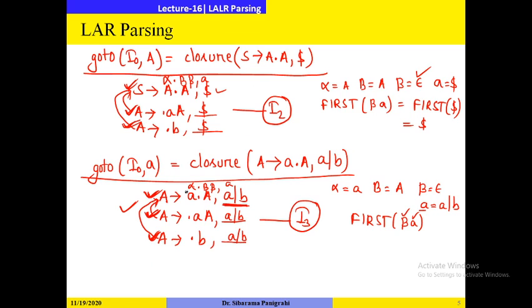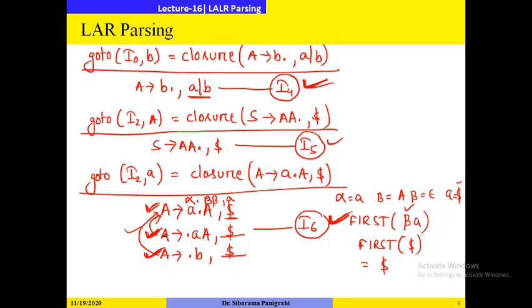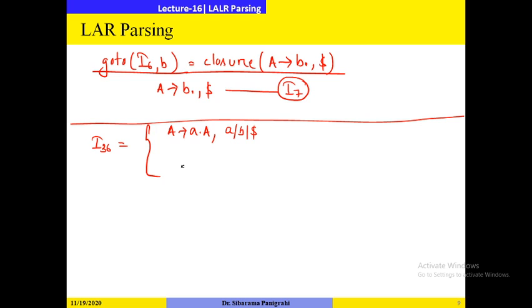In both I3 and I6, the second production is A gives to dot A. So here you will write A gives to dot A, comma A B dollar. You have to merge the look ahead symbols. Next you have A gives to dot B. Here you will have A B dollar. So in I36 we have merged I3 and I6 and we have given the name I36.